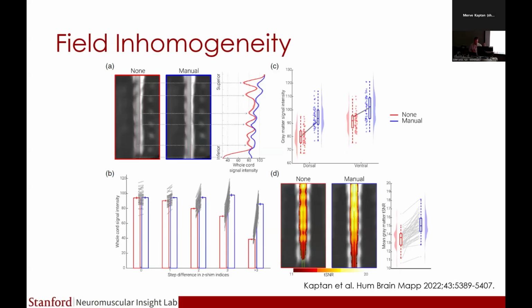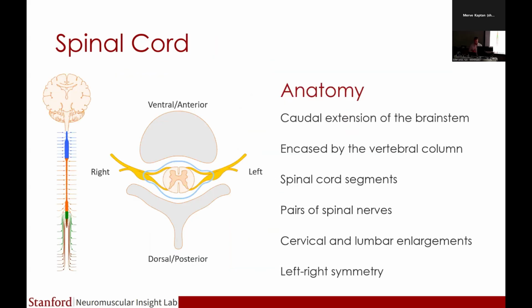And one of the issues with these is field inhomogeneity, and this will be discussed more in some techniques to be able to mitigate this with advanced shimming options. But they can distort and lead to signal artifacts within the spinal cord, which we want to mitigate.